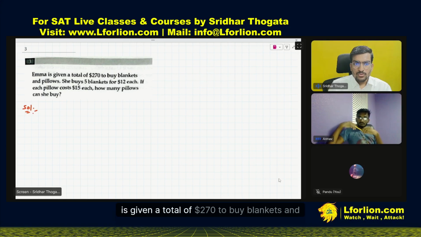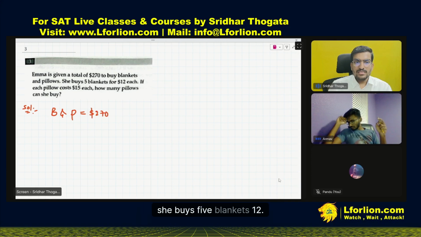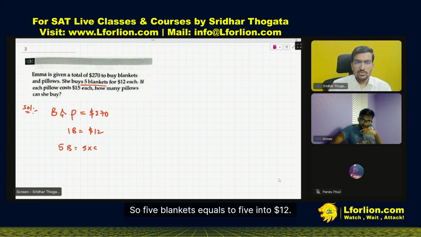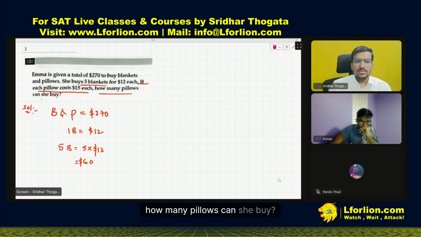It is given that she has a total of $270 to buy blankets and pillows. I'm just writing B for blankets and pillows. She buys 5 blankets at $12 each. So what are they saying? One blanket equals $12 and she buys 5 blankets. So 5 blankets equals 5 into $12, which equals $60. Fine. If each pillow costs $15, how many pillows can she buy?